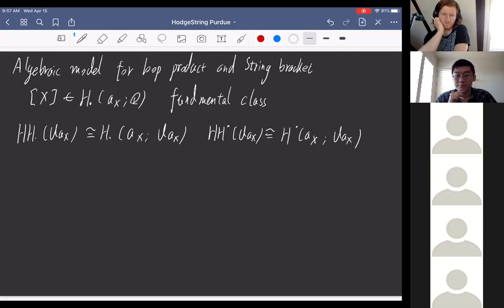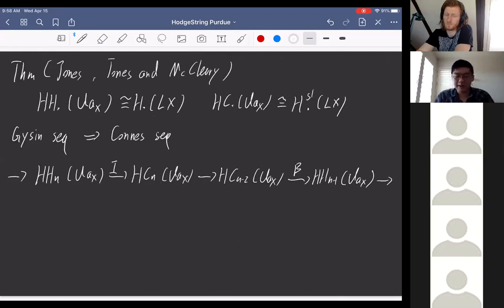Yining, when you use UA of X, can I think of that as chains on the based loop space of X? Yes, I think they have this identification. Okay. So in some sense, this result, that the Hochschild homology of chains on the based loop space is the homology of the free loop space, is due to Goodwillie, right? Or, yes, I think Jones probably. There are lots of ways to get this result.